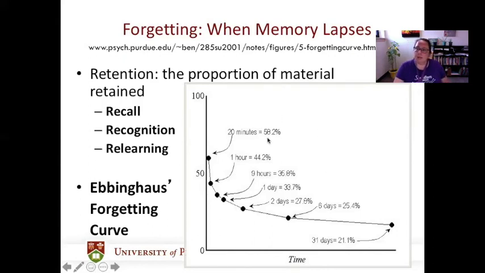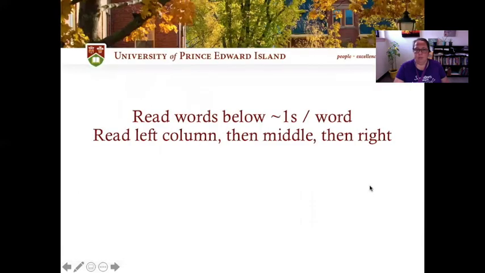If we look at Ebbinghaus's curve of forgetting, within 20 minutes of studying his word lists, he could only remember almost 60% of them. And as the time went by, he forgot more and more of the information. That is the classic Ebbinghaus curve of forgetting.